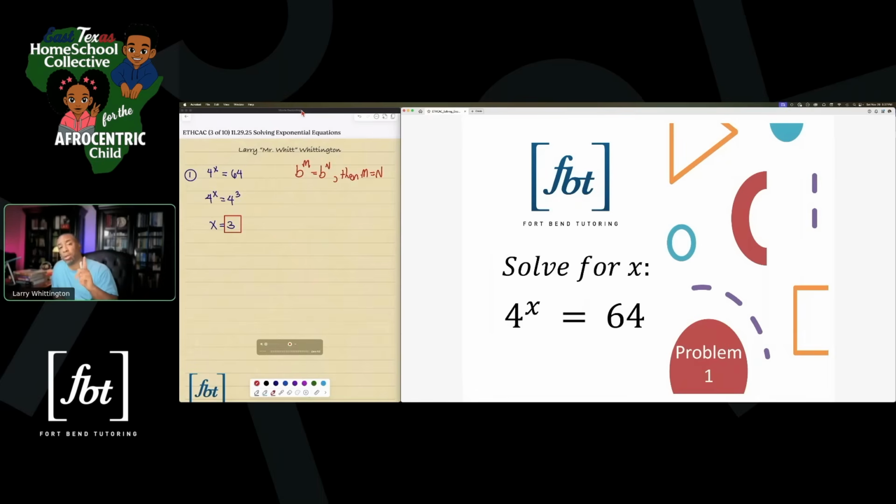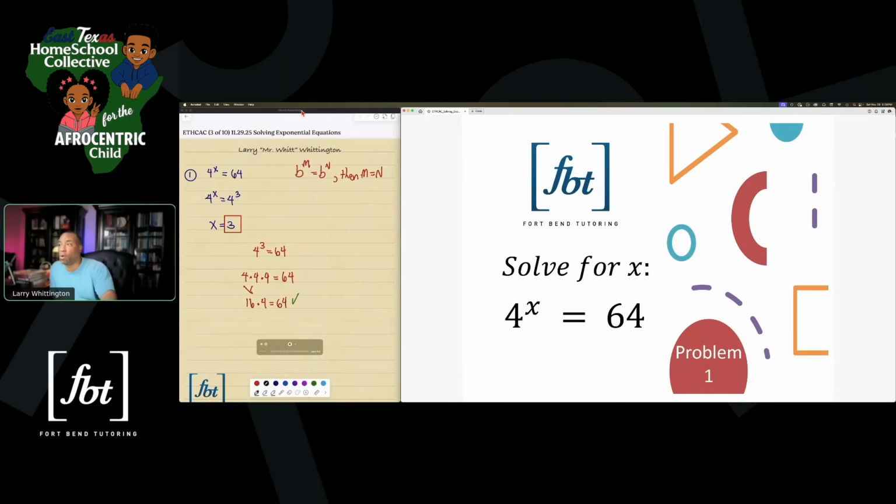You can always plug your result back into the original equation to see if it equals to one another. In other words, if 4 is raised to the third power, does that equal 64? Well, yes, it does, because 4 times 4 times 4 equals 64. As you see here, 4 times 4 is 16, and then 16 times 4 is 64, just like that. All right, so it checks out. We got a check mark right there.